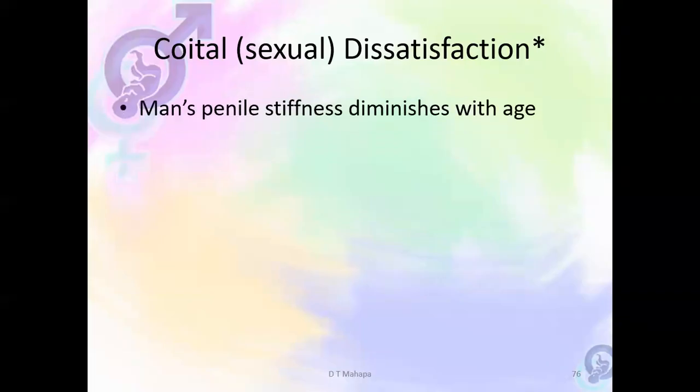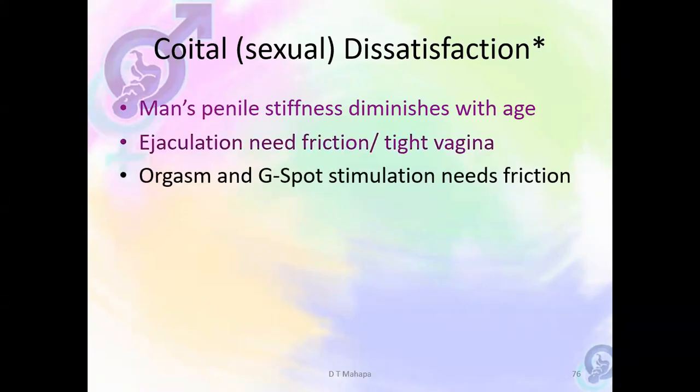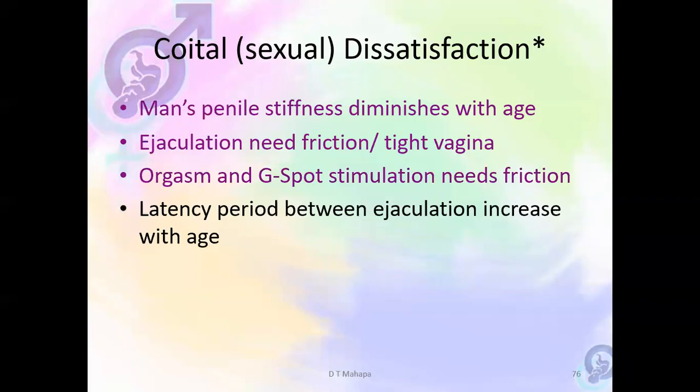Because when you look at a man as he grows old, the quality of stiffness of the erection diminishes with age. And ejaculation needs more friction as the man ages. So you need a tighter vagina for the man to ejaculate. That's why they go for younger girls, bless us. Even in a man, the G-spot stimulation and orgasm needs friction. So if there's vaginal laxity, there's less friction and less orgasm.